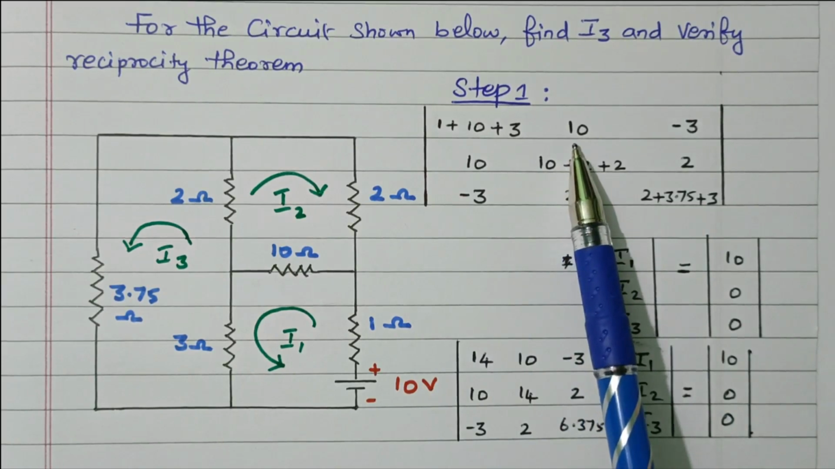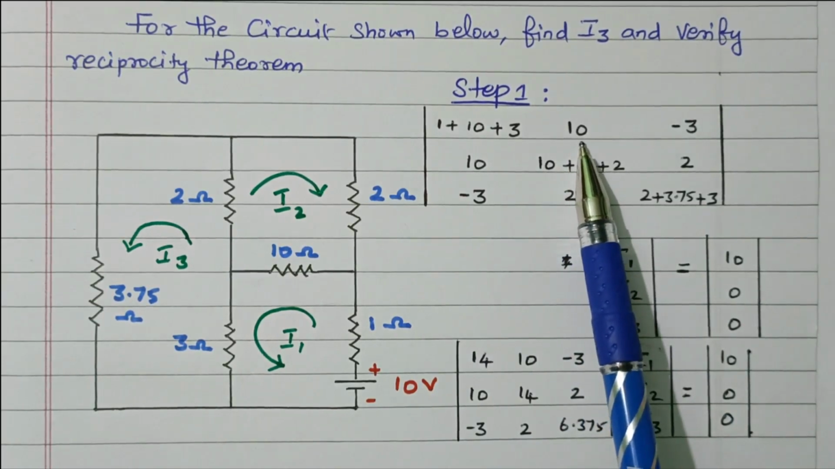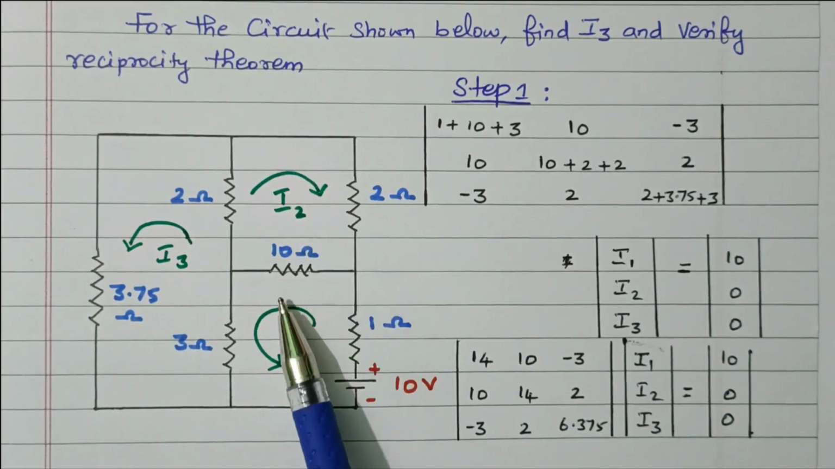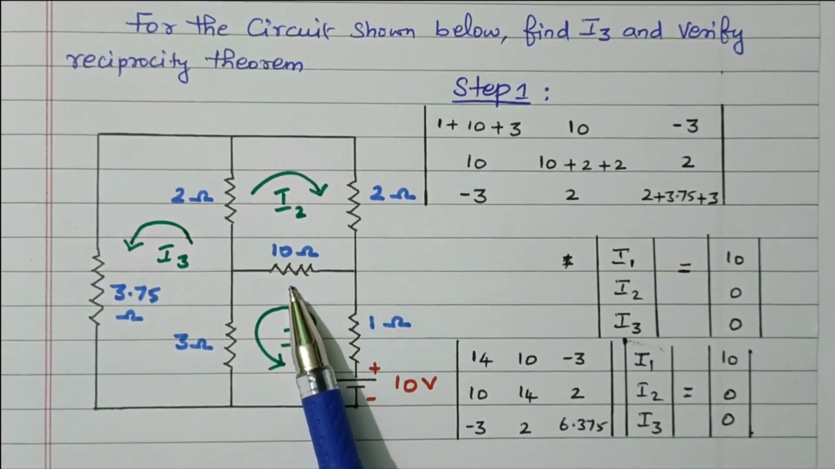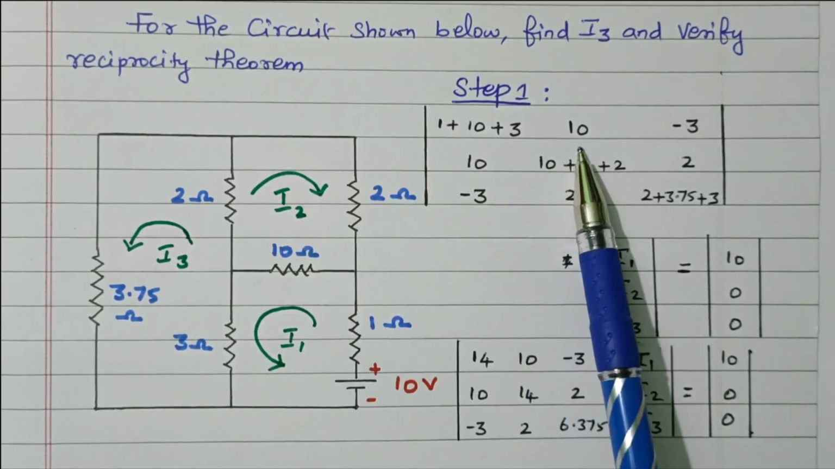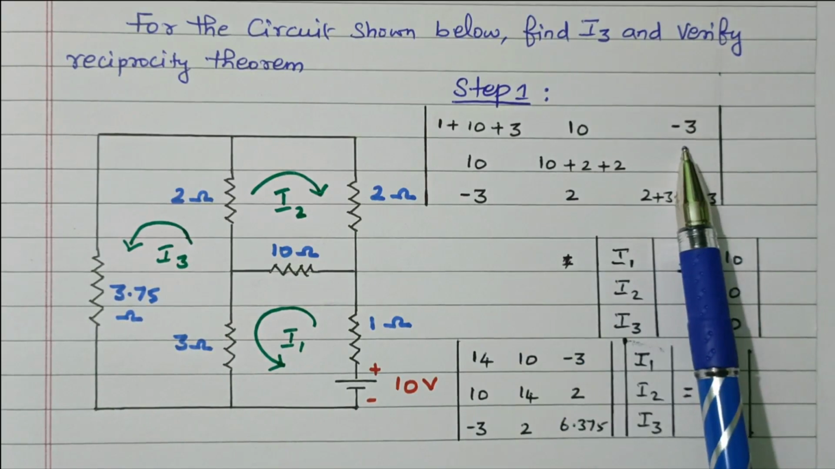What is R12? The resistance commonly available between loop 1 and loop 2. Between loop 1 and loop 2, the 10 ohm is commonly connected, so that is 10.